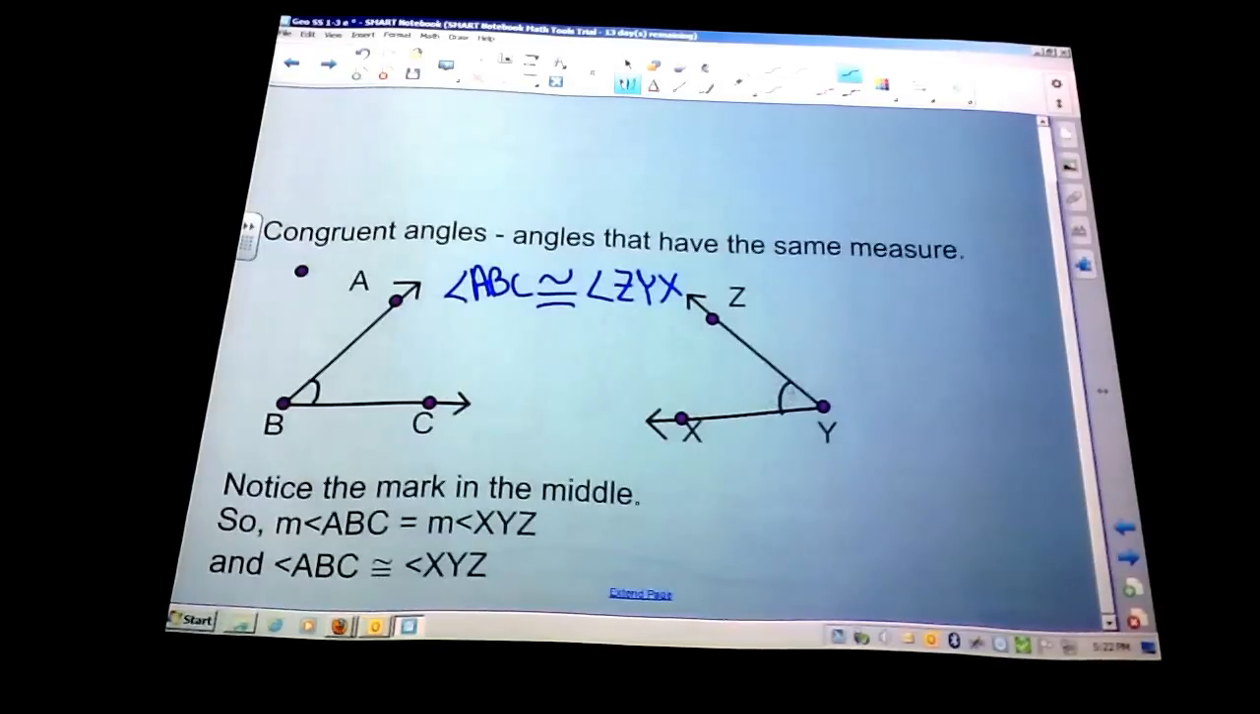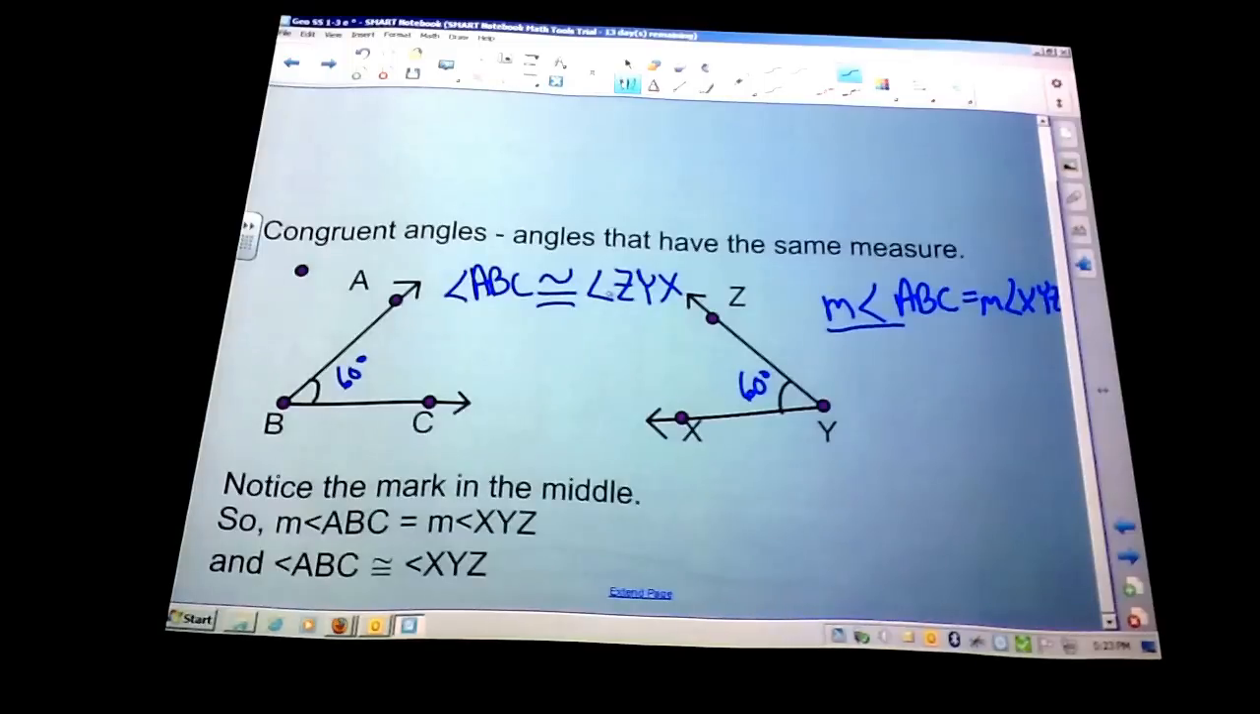Now, if we wanted to talk about their degrees being the same, we would use a different statement. If you see the little M in front of the angle, that's saying that the measure of angle ABC is equal to the measure of angle XYZ. Which would just be saying, like, if this was, say, 60 degrees, then this one would be 60 degrees. So if you're talking about their degrees being equal, you want to use the measure of an angle. If you're talking about the two pieces being the same, then you want to use the congruent symbol and just the angle.